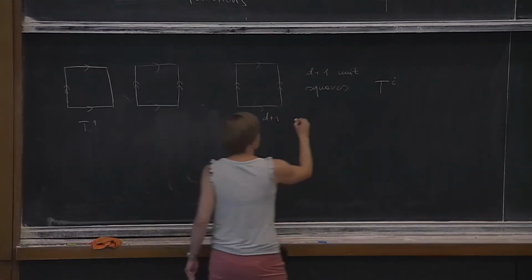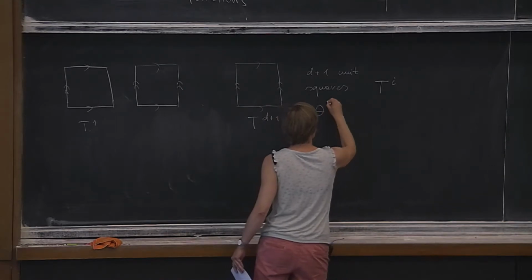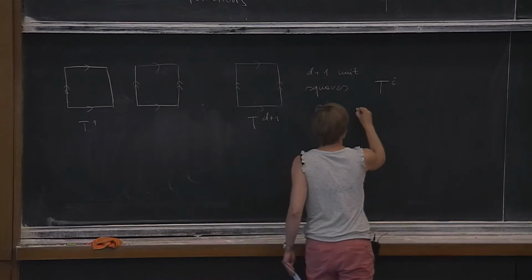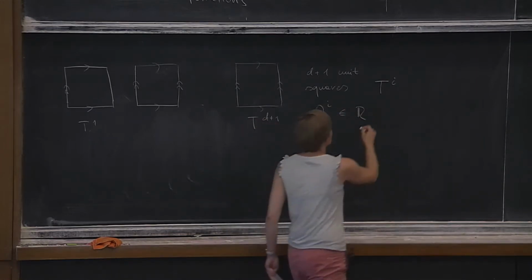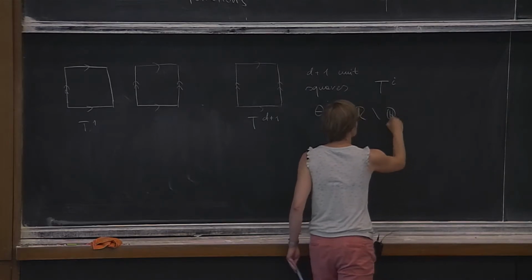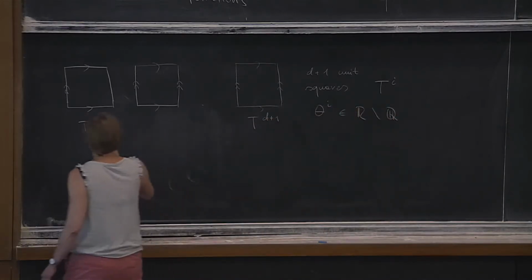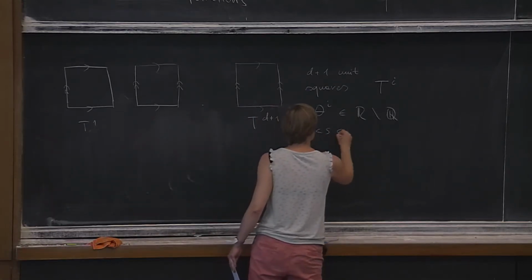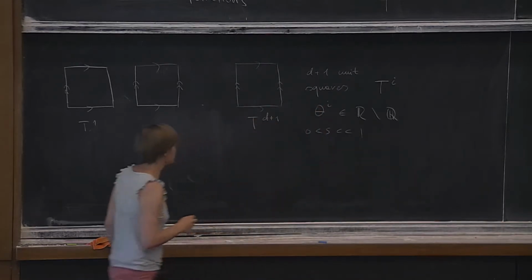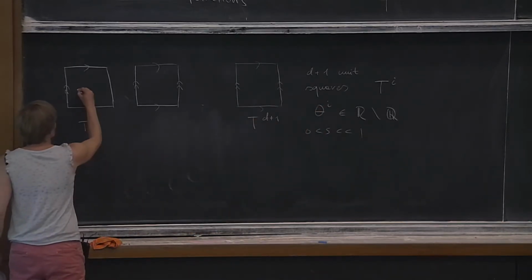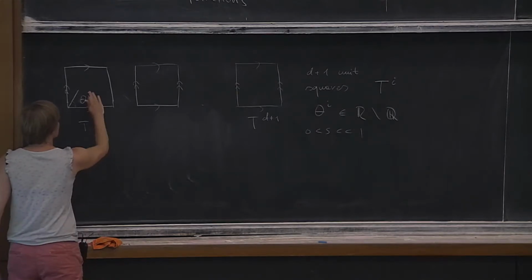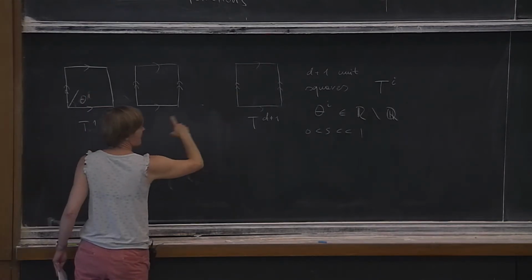Okay, and then I'm also going to take some d+1 numbers. So I will need irrational numbers, and I'm going to pick some number which is small enough. It doesn't matter very much, and I'm going to draw a segment of slope theta i of the same size, of size s.